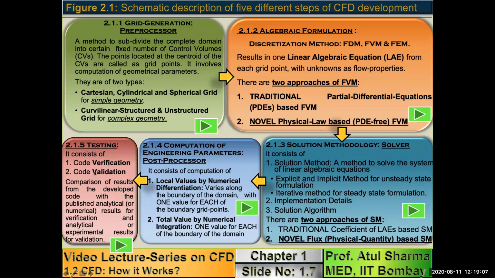So in computational fluid dynamics, once you have developed your computer program, you test it on certain standard problems. If you are comparing your results with some already developed code or software, or with some published analytical solution, then it is called code verification. Whereas if you compare your numerical results with experimental results, then it is called validation. So these are the 5 different steps of CFD development.